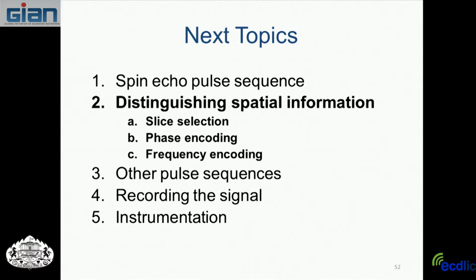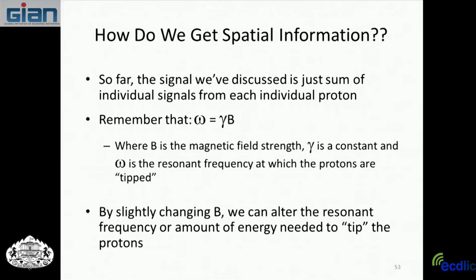Okay, so now we're going to talk about how we distinguish spatial information in our image. That's pretty important, right? Because if we couldn't do that, then we wouldn't get our 2 and 3-dimensional image. So far the signal we've discussed is just the sum of the individual signals from each individual proton. So what are we using to create the image? That's basically what we're measuring. This free induction decay signal is what we're going to use to make our image.